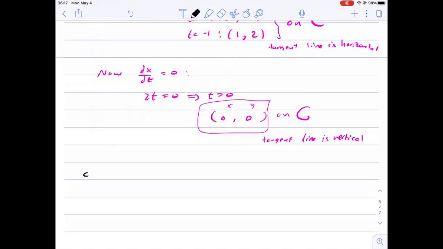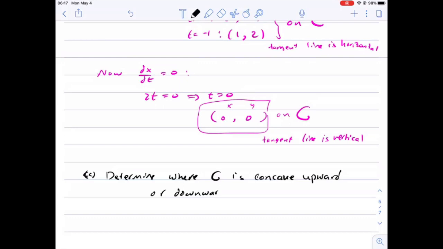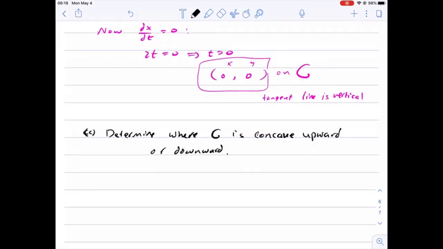Now part C, we want to determine where the curve C is concave up or down. And that means when we talk about concavity, we are talking about the second derivative. And this is one of the applications with the second derivative.